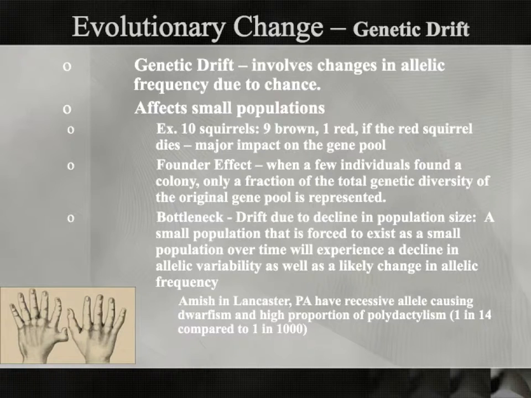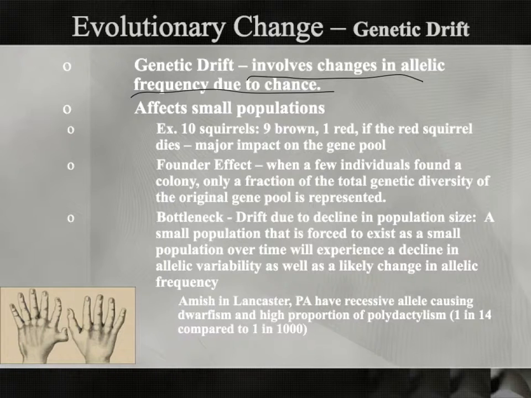What you see with genetic drift is it involves changes in allelic frequency due to chance. So, for example, here we have 10 squirrels: 9 brown ones and 1 red one. If the red squirrel dies, this is a major impact on the gene pool because it's not going to be passing on its genetic information anymore.